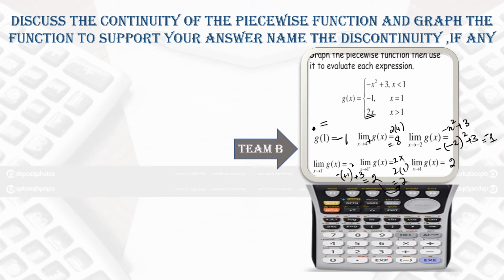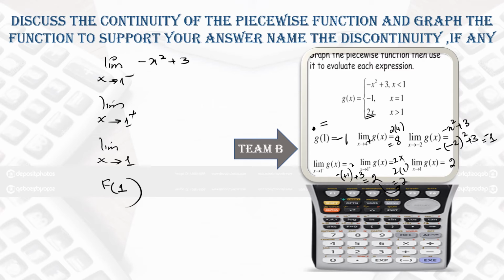So let's see what they are asking you. They are asking you to discuss the continuity at 1 especially. It means you will find the limit as x approaches 1 from the left side, the limit as x approaches 1 from the right-hand side, the limit as x approaches 1 from both sides, and f(1). So for 1 from the left side, you will use the equation -x² + 3. For 1 from the right-hand side, you will use the equation 2x.